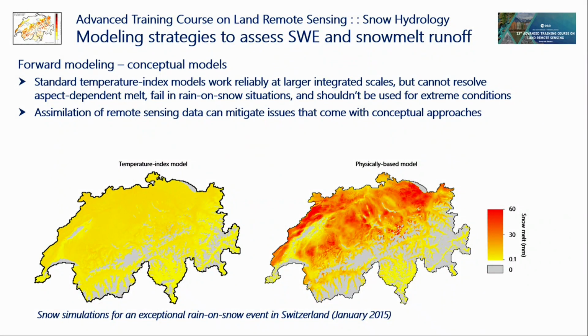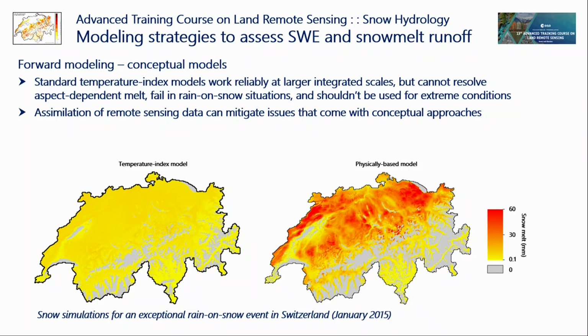So there are situations where you just don't want to use a conceptual model because the concepts don't work, or you use them in extreme conditions that these models were never calibrated and trained for, so you have no point. But in general, they work quite reliably if you have larger integrated scales, and if you avoid those more specific situations such as rain on snow or other extreme events.